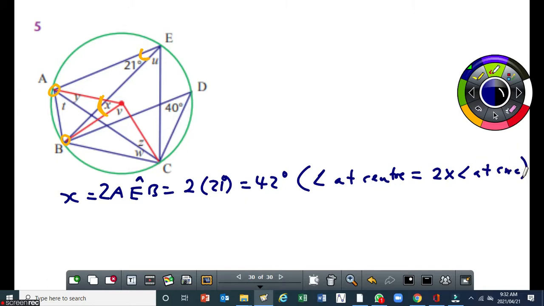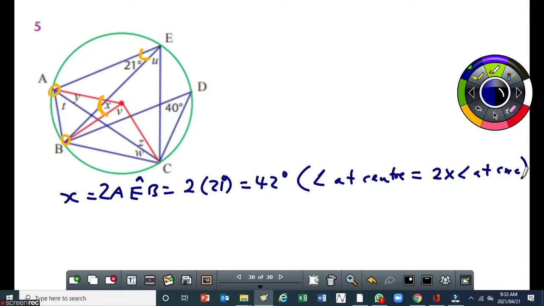Is it fine if we don't put the whole working on one line? What I tend to do is say X equals 2 AEB, and then I'll give the reason. Then underneath, you write the answer, then I'll do the working. It's okay. You'll get the same answer. Yes, it's okay.